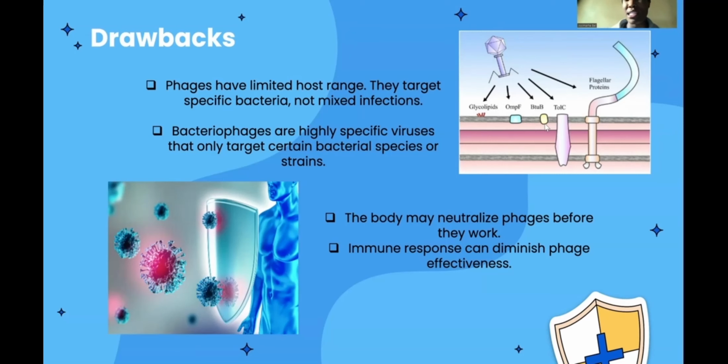The bacterial surface has a variety of receptors, each one corresponding to different molecular structures. These would include glycolipids, which as we all know, are complex sugar-like molecules found in the bacterial membrane. You have OmpF, which is an outer membrane protein involved in transporting small molecules. You have BtuB, which is a transporter protein that brings in vitamin B12.